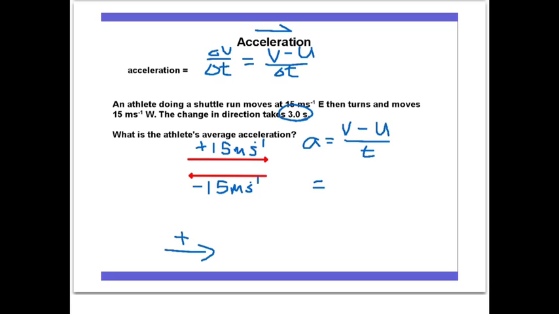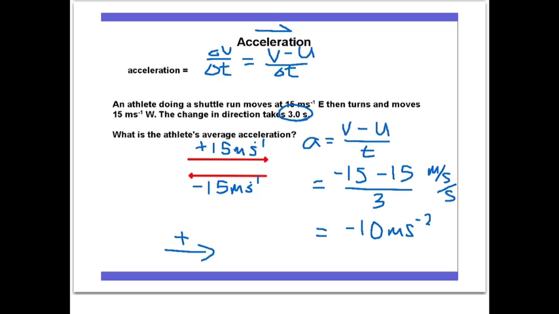So his acceleration will be final velocity, negative 15, minus his initial velocity, minus positive 15 over 3. So his acceleration will be negative 30 on 3, will be negative 10 meters per second squared. Meters per second squared because for acceleration we have meters per second on the top line, that's velocity, divided by seconds. So we have meters per second, meters per second squared for his acceleration, average acceleration over that time.